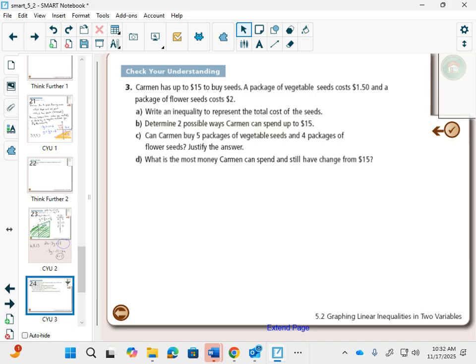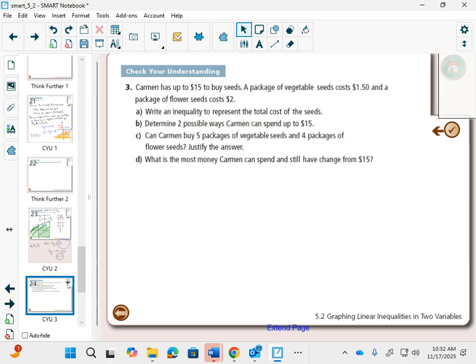What could she buy? Give me an example of something possible. Vegetable seeds and flower seeds. You could buy one of each, right? And still have money left over. Could she buy 5 of each? No. Then she wouldn't have enough money. So she has options. Does she want to grow more vegetables? Does she want to grow more flowers? She has some options, but she only has $15.